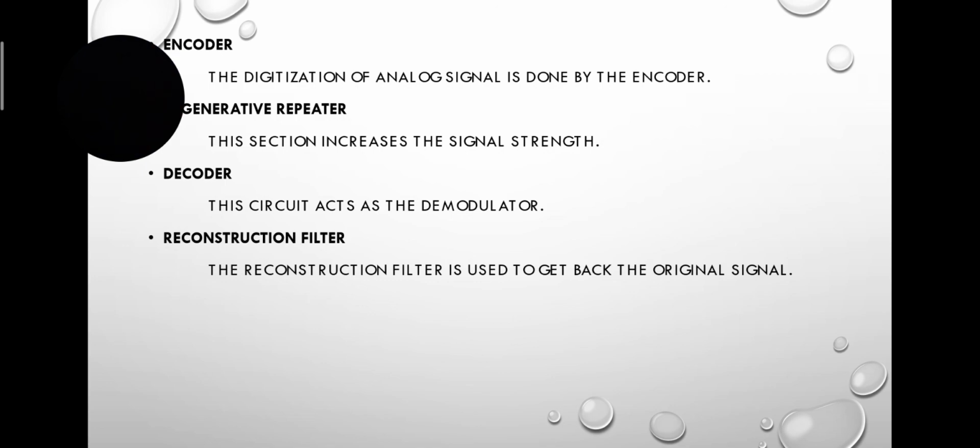Reconstruction filter. After digital to analog conversion is done by the regenerative circuit and the decoder, a low pass filter called a reconstruction filter is employed to get back the original signal. Hence, the pulse code modulator circuit digitizes the given analog signal, codes it, samples it, and then transmits it in analog form. This whole process is repeated in reverse order to obtain the original signal.